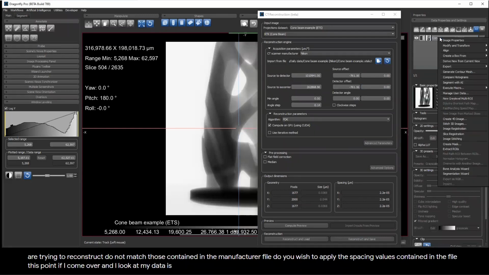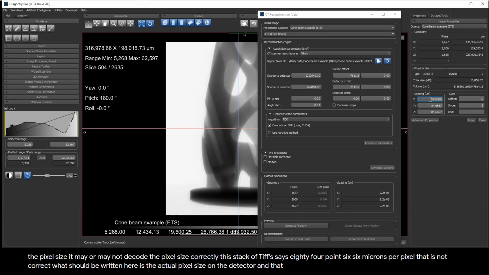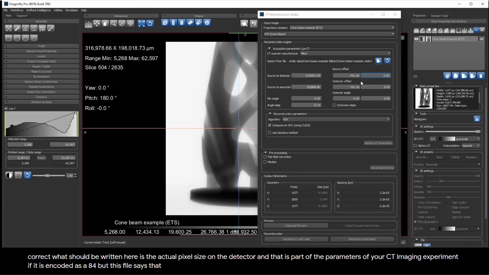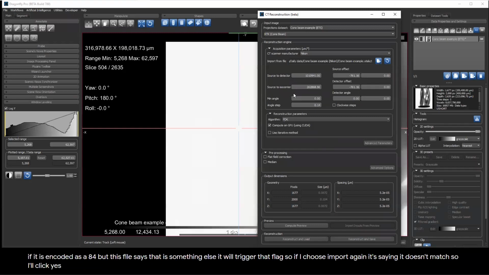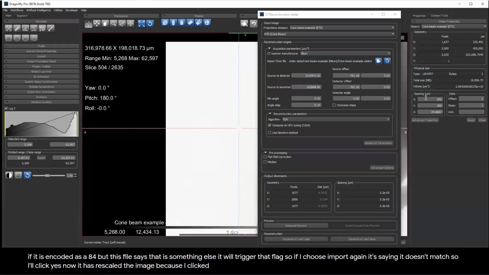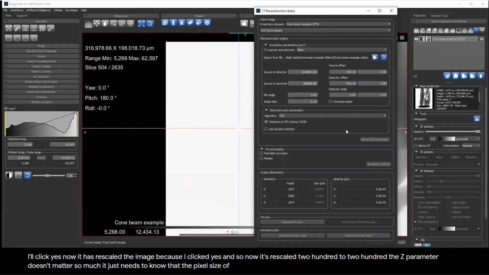If I look at my data, I imported this as a stack of TIFFs, and when you import a stack of TIFFs, you always need to tell it the pixel size. It may or may not decode the pixel size correctly. This stack of TIFFs says 84.66 microns per pixel. That is not correct. What should be written here is the actual pixel size on the detector, and that is part of the parameters of your CT imaging experiment. If it is encoded as 84, but this file says it is something else, it will trigger that flag. So if I choose import again, it's saying it doesn't match, so I'll click yes. Now it has rescaled the image to 200 by 200. The Z parameter doesn't matter so much; it just needs to know the pixel size of the detector. Now it's populated all of these fields and we are ready to go.